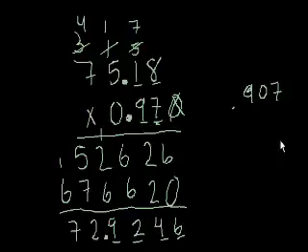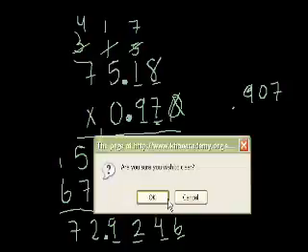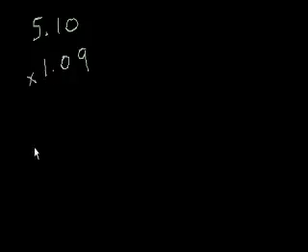Let's do a couple more examples, and I think that'll make sense. Let's say I had 5, and I'm going to do a simpler example arithmetically, but I think it'll help you with some principles. If I said 5.10 times 1.09. There are two things we could do. We could just multiply it the way it is.